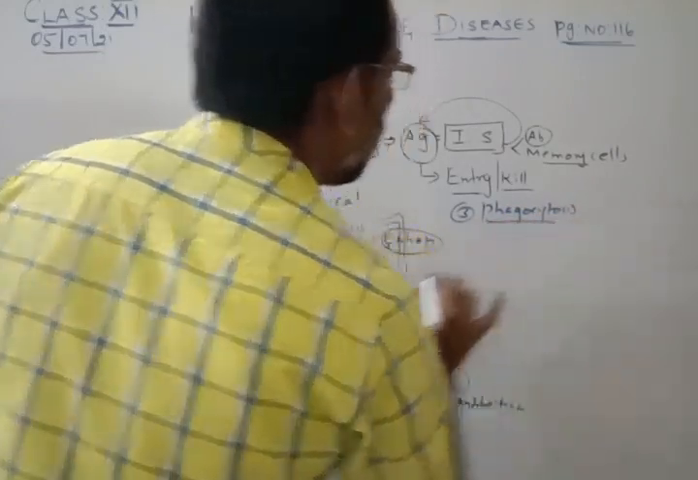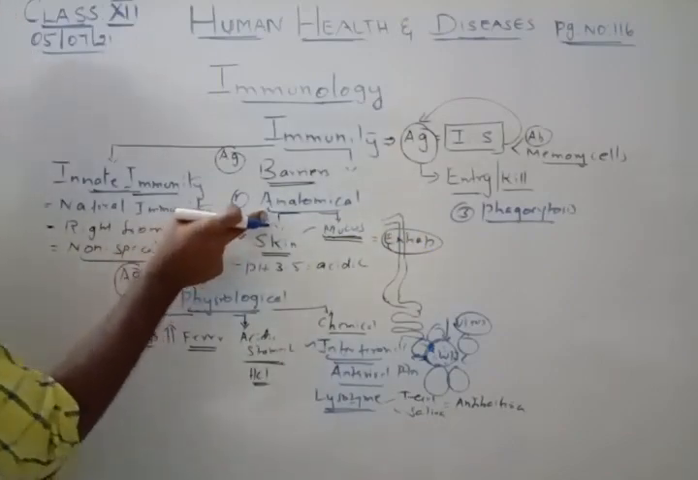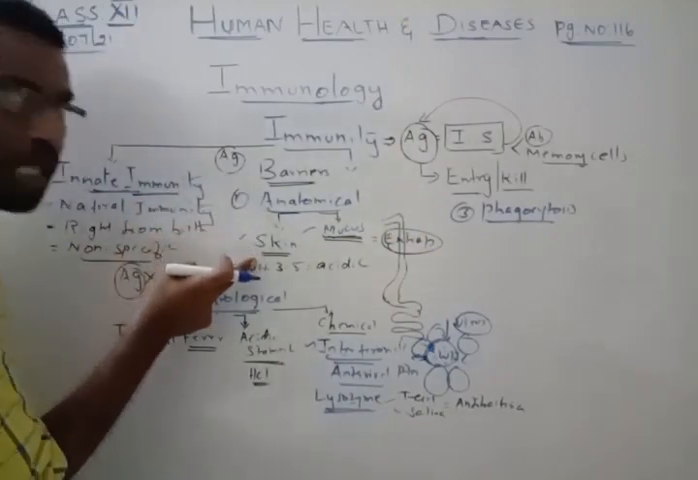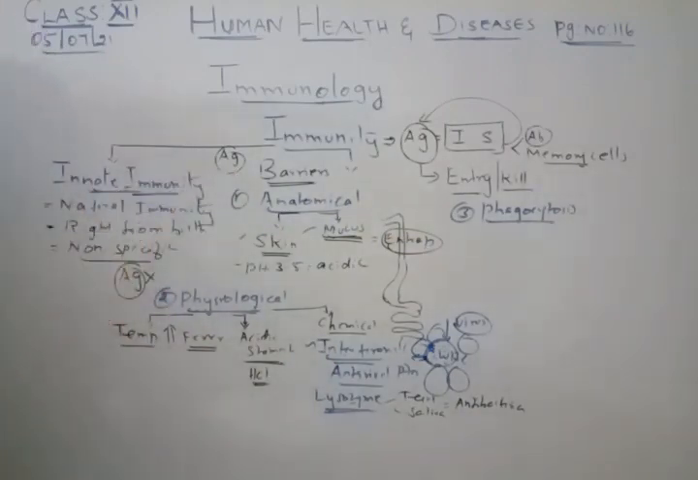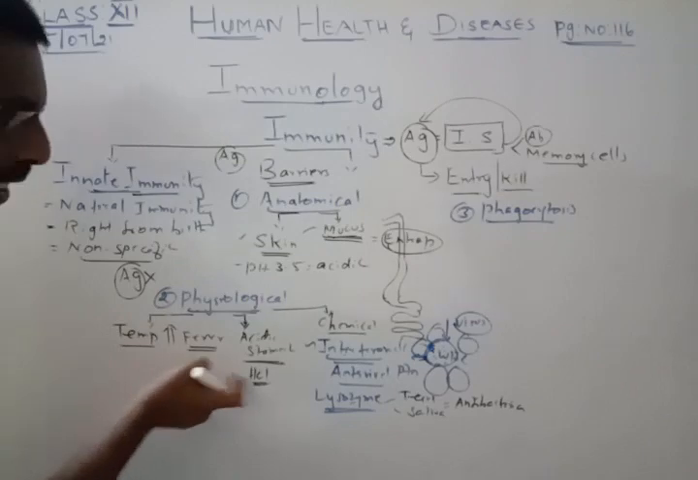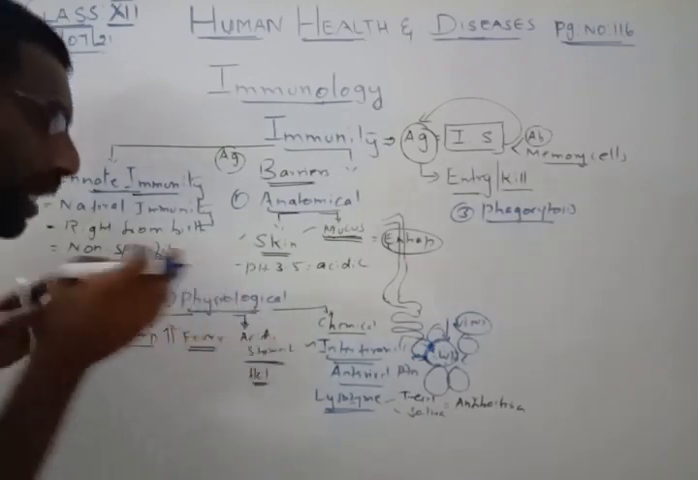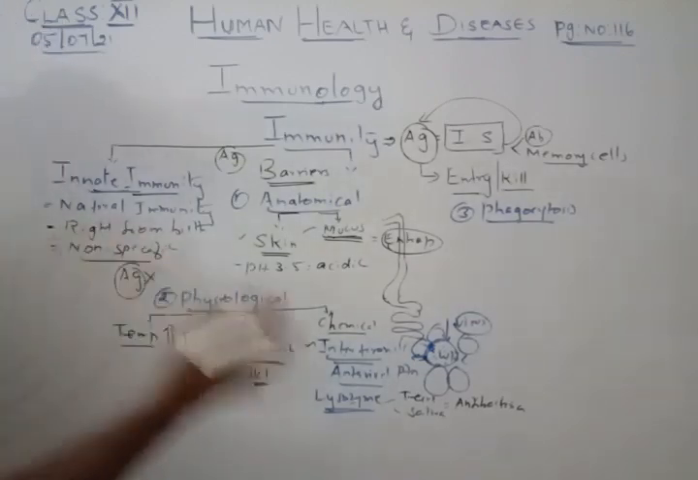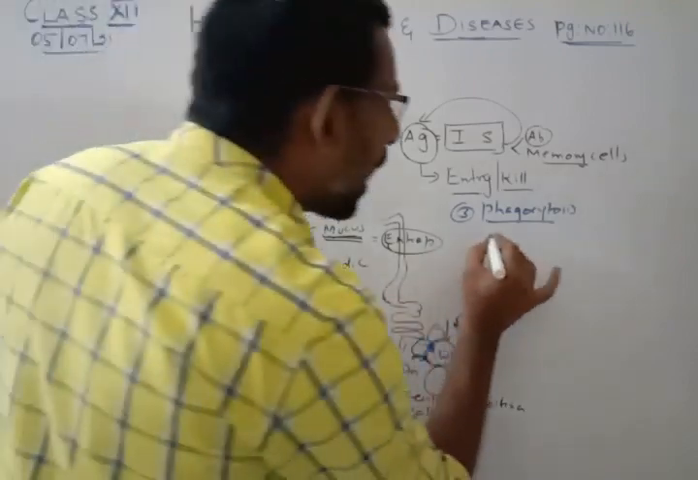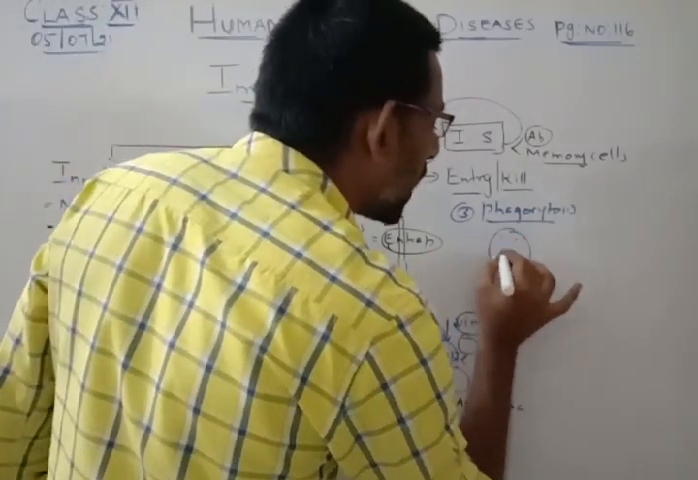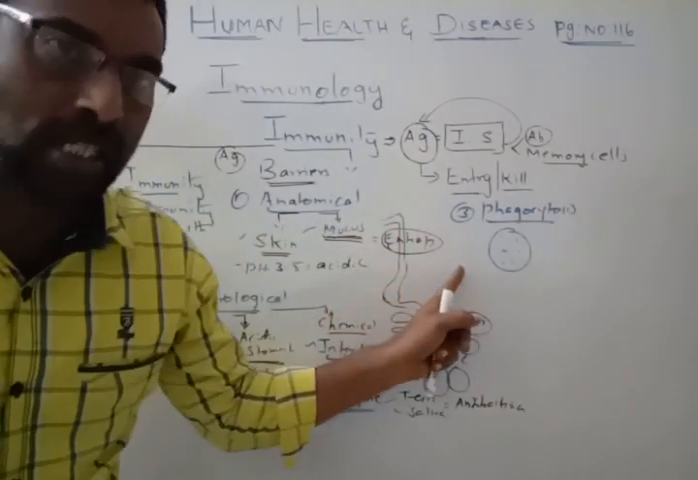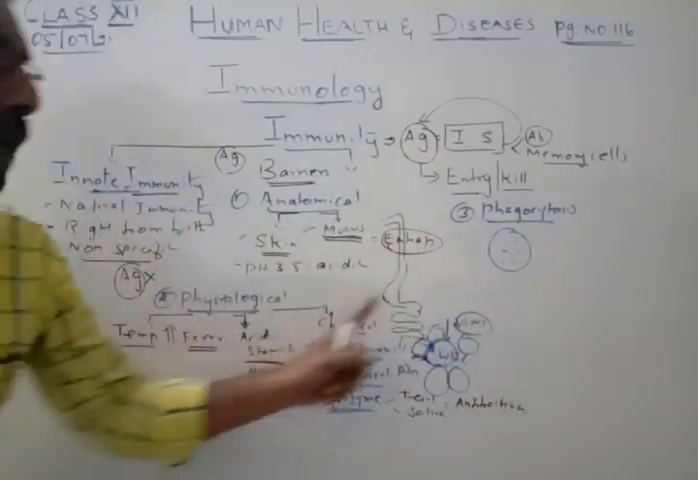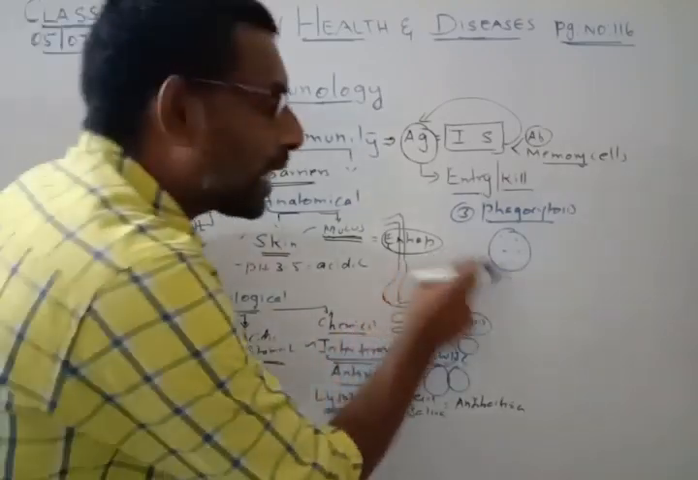Phagocytosis. See, what we studied in the anatomical barrier is that the antigen is not allowed inside. Skin and mucus will prevent it. In spite of that, if the antigen has entered inside, it is destroyed by temperature, acidity, interferon and lysozyme. Even in spite of that, it escapes and enters the cell. We are trying to prevent this antigen from infecting the cell, but somehow it has escaped and infected the cell. Now the cell is getting infected.